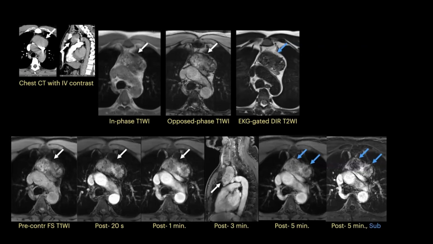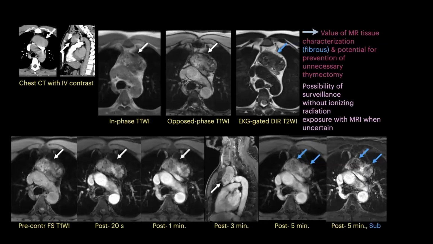The patient was nervous about leaving it in, as was the surgeon, so it was taken out and proven to be a goiter. But we were able to make that non-invasive tissue diagnosis, and one could have made an argument for watching this lesion if it wasn't bothering the patient. The compression of the vein offered a reason to do surgery, however, in this particular case. So this case highlights the value of MR, again, for tissue characterization and the potential for prevention of unnecessary thymectomy, and also the possibility of surveillance without ionizing radiation exposure when uncertain.